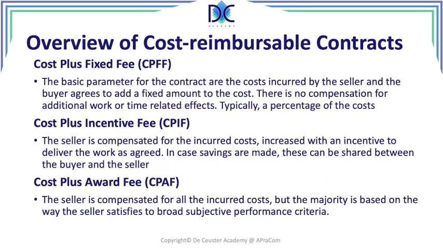Cost plus an award fee. We have all the incurred cost, but the majority is based on the way the seller satisfied the broad subjective performance criteria. So here we have an award that is added to the cost, taking into account the performance criteria that have been set up before.